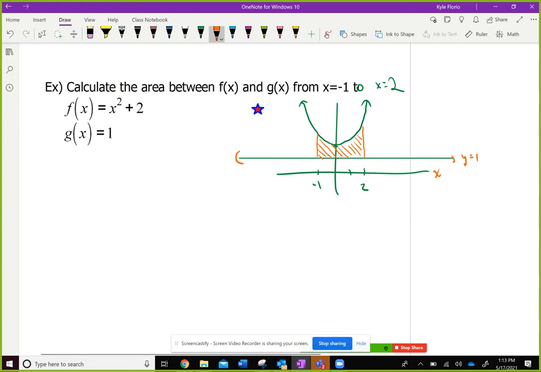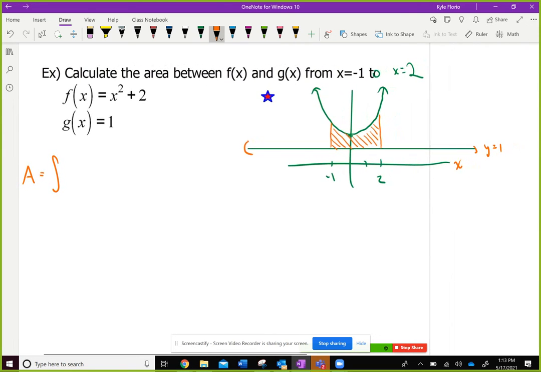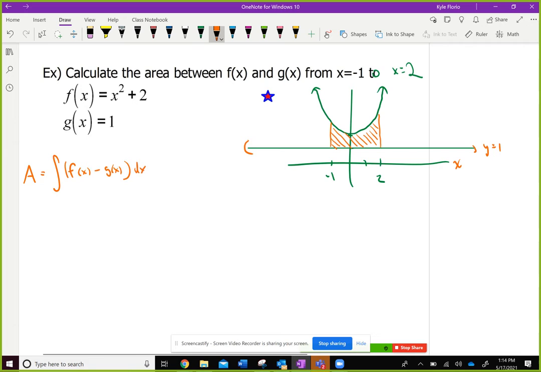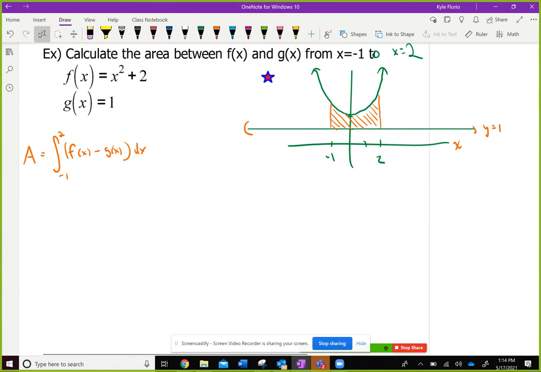Okay, so how do I find the area? f of x minus g of x. Thank you, yep. So the area is the top minus the bottom, and that's going from -1 to 2. That is how you find area, yep. Rectangle. That's how we base this all around.